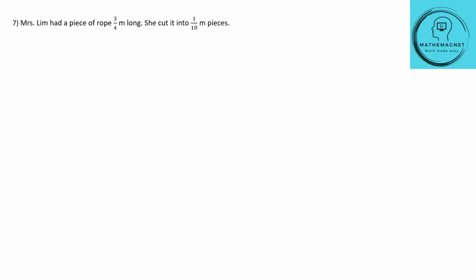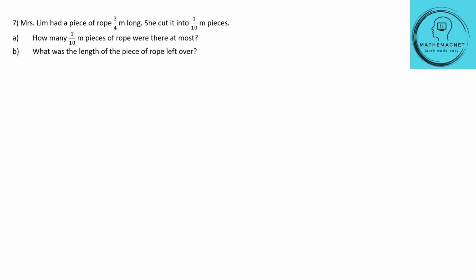Question 7. Mrs. Lim had a piece of rope that was 3 by 4 meters long. She cuts it into 1 by 10 meter pieces. Now the first question, A, is how many 1 by 10 meter pieces of rope were there at most? And B, what was the length of the piece of rope that was left over? So here we have the total length of the rope that Mrs. Lim has, and then she has cut it into some number of pieces, and each piece is 1 by 10 meters long. So we need to find out how many pieces she has cut such that each of those is 1 by 10 meters long. That will give you the answer for A.